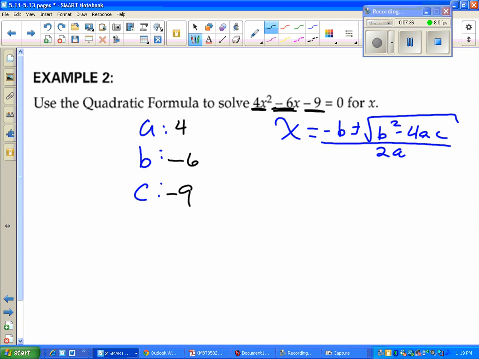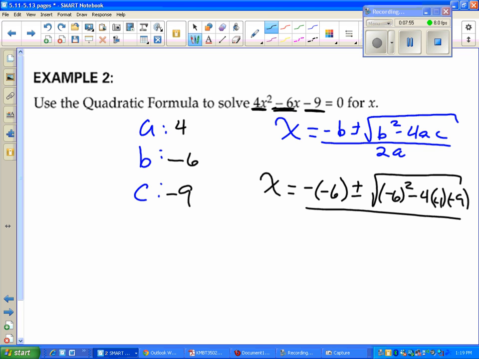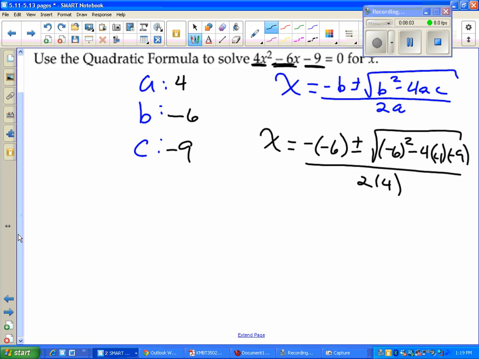Plug in what you know. I'm not going to simplify anything until I have it all plugged in. X equals negative negative 6 plus or minus the square root of negative 6 squared minus 4 times 4 times negative 9, all over 2 times 4. Now I'm going to go back and simplify. Am I going too fast? On the video, you can slow things down.